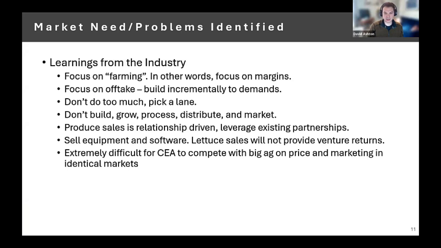So being able to sell the product that comes out of the farm is very difficult, to go from zero to a 20-acre greenhouse of selling product or a significant amount of produce from a vertical farm. So we want to build incrementally to demand, not build and then try to create demand. Then also, we didn't want to do too much, so we had to pick a lane. So I think it's very difficult for a company to not only build farms, grow produce, distribute produce, but also to market produce. Those are all individual companies by themselves.